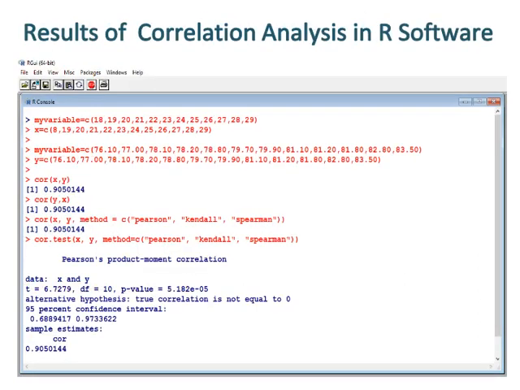Results of correlation analysis in R software. Here you can see after entering the respective commands of correlation, we get the correlation between X and Y is 0.950144. Correlation between Y and X is 0.950144. Correlation between X and Y based on the specified method is 0.950144.